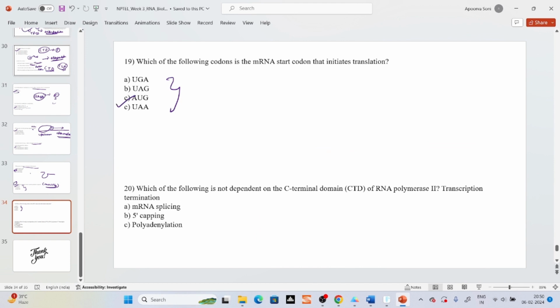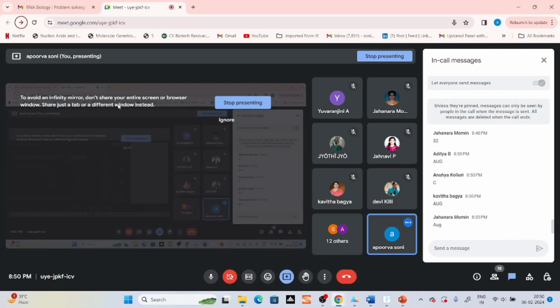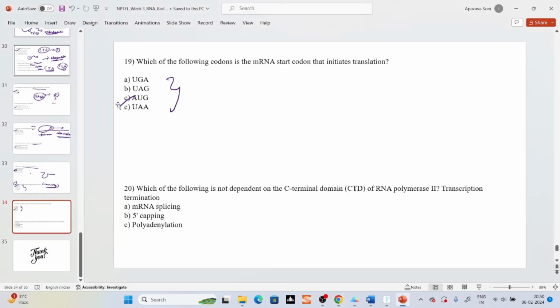So what are these codons? UGA, UAG and UAA. Can you tell me what are these codons? These codons are stop codons. Aditya, you are right. Kavita and Janvi are also saying correctly. So these codons are stop codons: UAA, UAG and UGA.